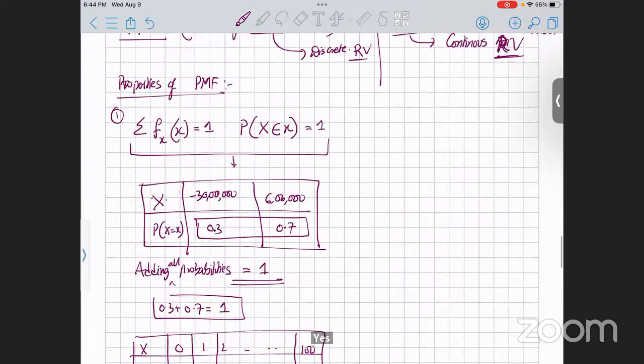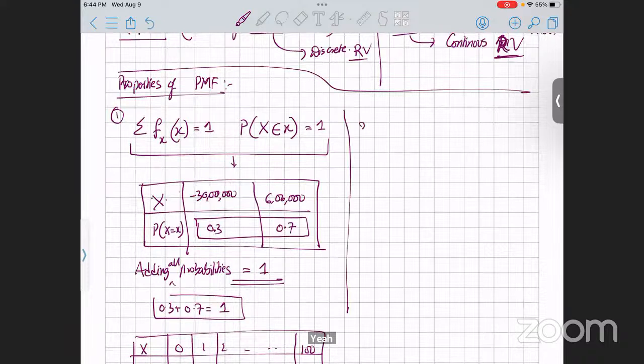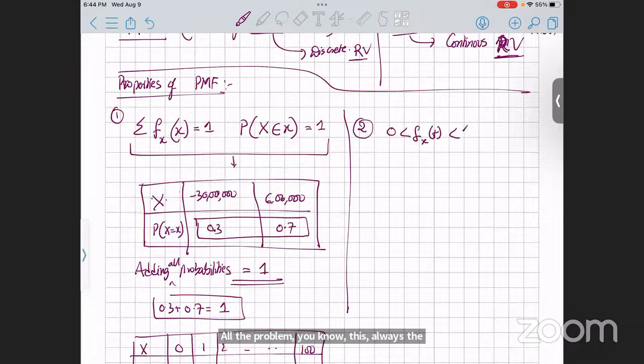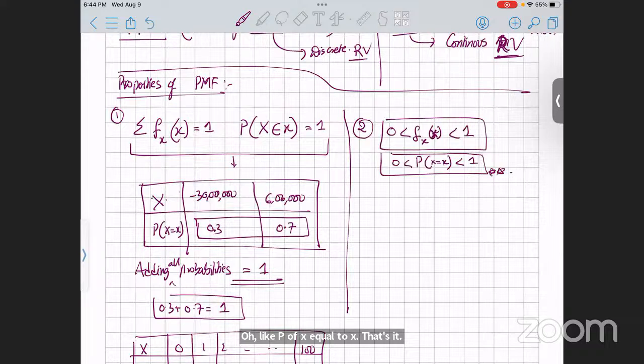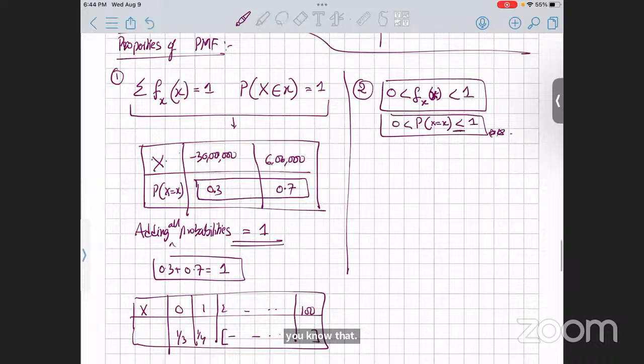The second important thing is that probability must always be between 0 and 1. The probability of a random variable, P of x equal to x, must be between 0 and 1. Probability always lies between 0 and 1. Okay, let us solve some examples. Clear, everyone, till here?